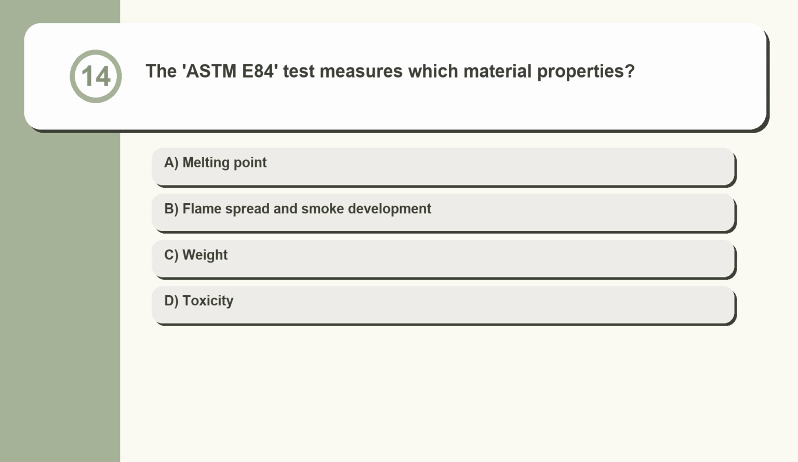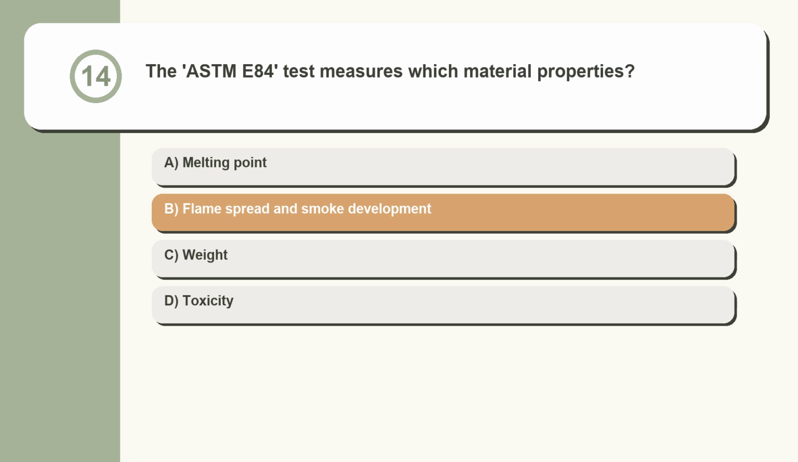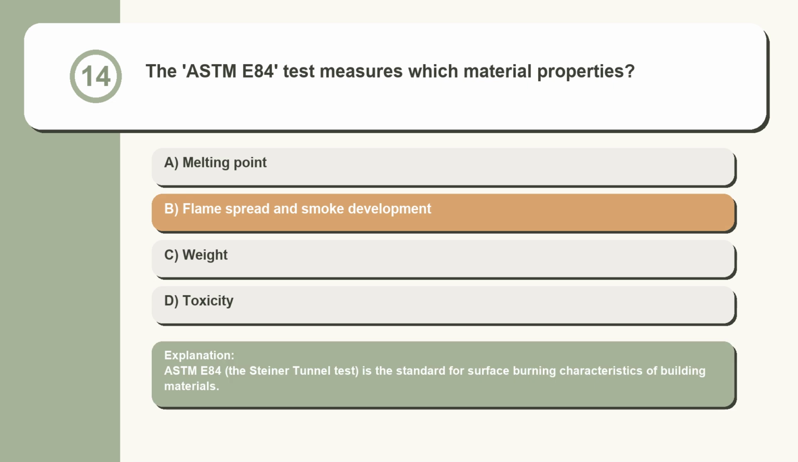Question 14. The ASTM E84 test measures which material properties? Melting point, flame spread and smoke development, weight, toxicity. ASTM E84, the Steiner tunnel test, is the standard for surface burning characteristics of building materials.